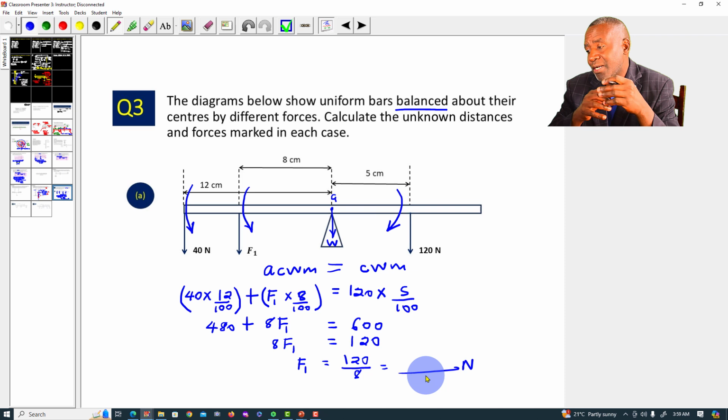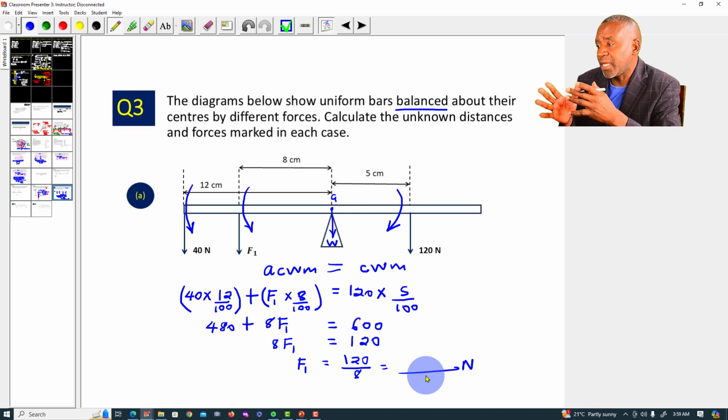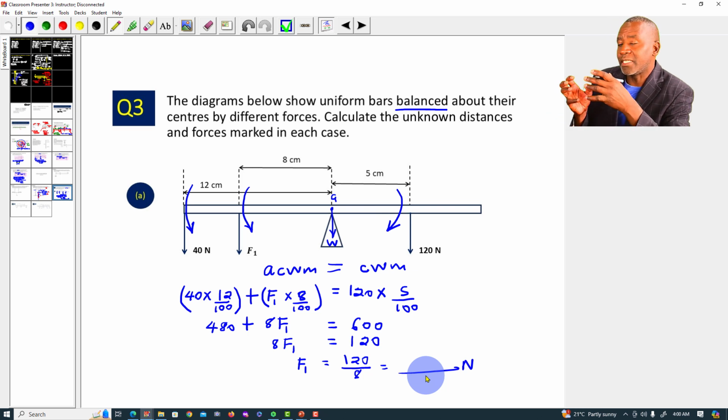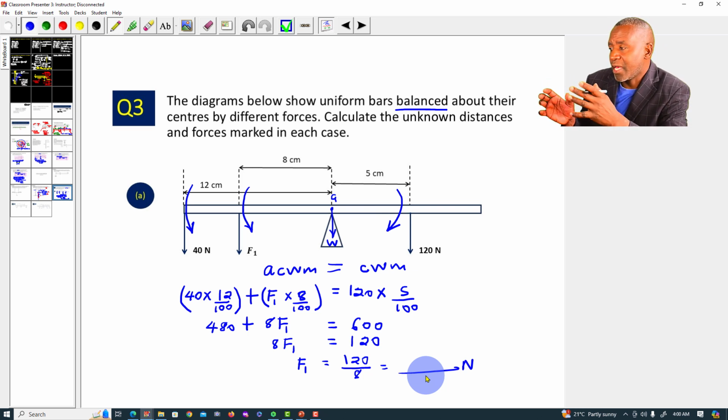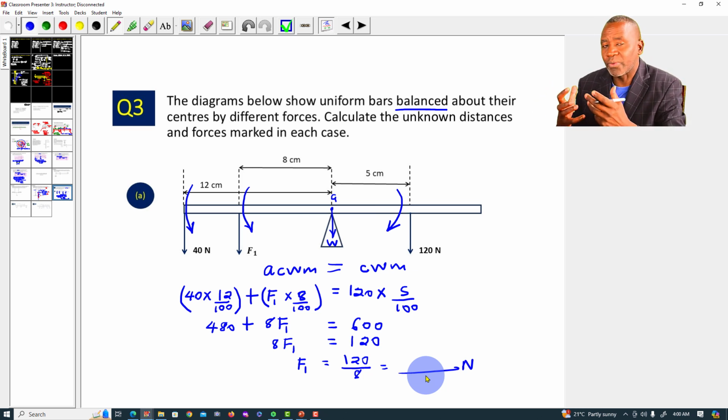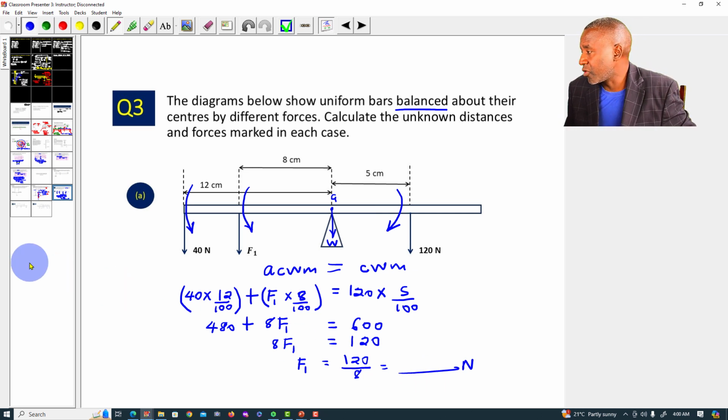Remember, the question that I'm trying to solve is found in your course book. I've just made a few changes so that the distances make sense. I've also changed the magnitude of the forces so that we can have large forces to deal with. That is the only difference that I've made. Let's go to the next question.